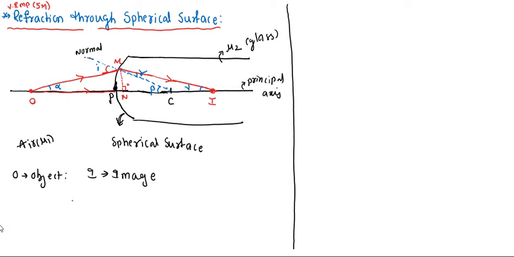O is an object and I is the image, and the object is in the air medium, and the image is in the glass medium we are considering. Now let us go for Snell's law. According to Snell's law, can you tell what Snell's law is? We write the refractive index of the second medium with respect to the first medium, 1nu2, is equal to sin I by sin R. I is the angle of incidence. It is the angle between the incident light ray and the normal drawn. Red is the incident light ray and blue is the normal drawn.